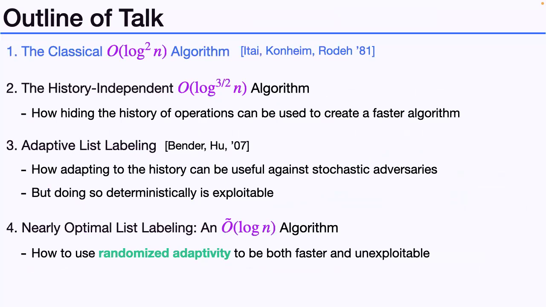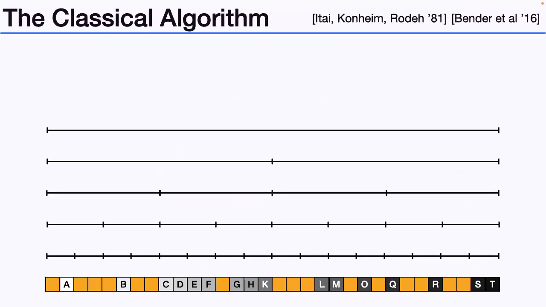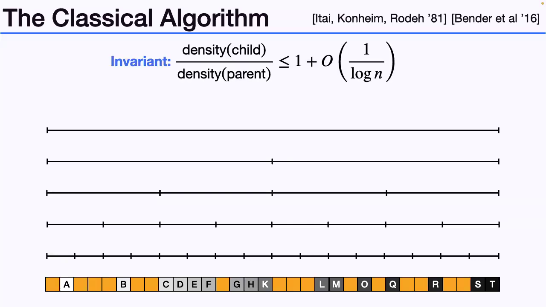All right, so now let's use this to talk about how the classical algorithm works. In the classical algorithm, I have basically the same picture here. I've just removed the parent-child pointers for cleanliness. But you can think of this as a tree of intervals, and at the bottom level we have an example array with some elements in it. The main thing the classical algorithm does is maintain an invariant that the density of any child node in this tree can only differ from the parent by a multiplicative 1 plus something like 1 over log n factor.